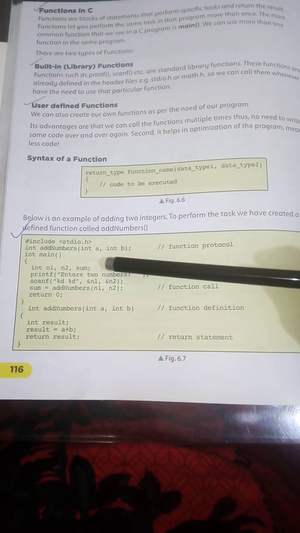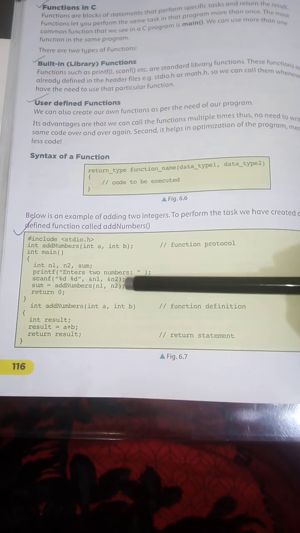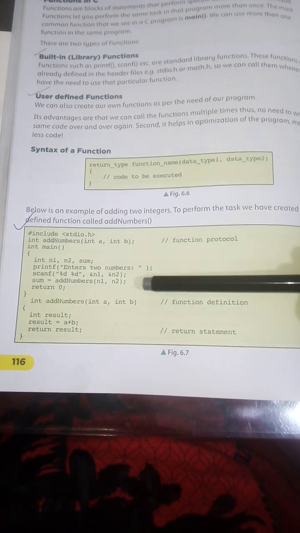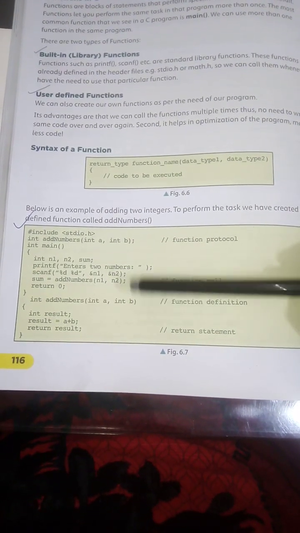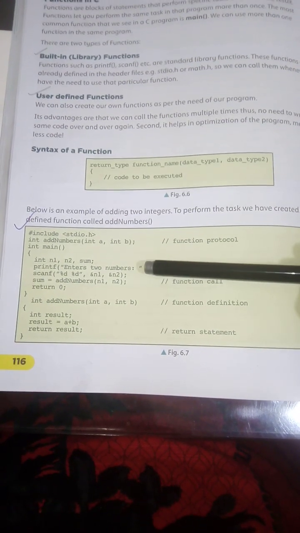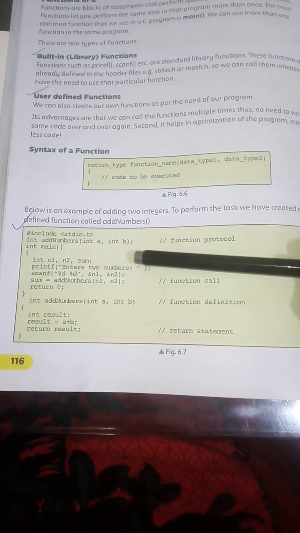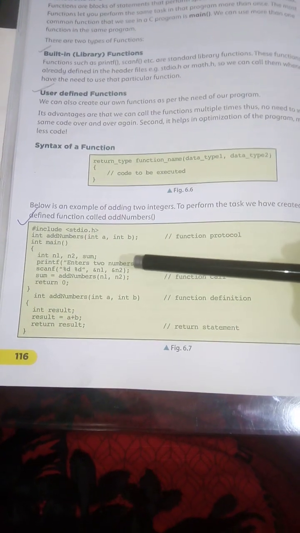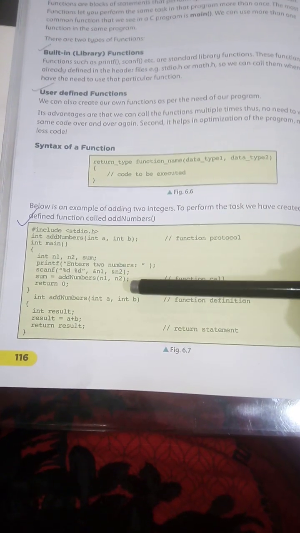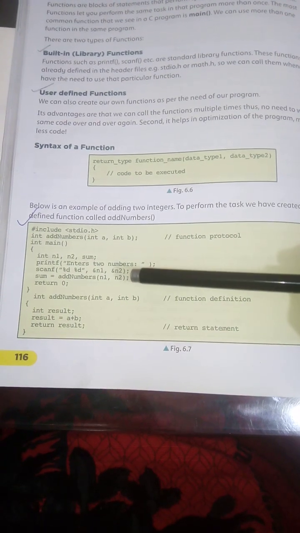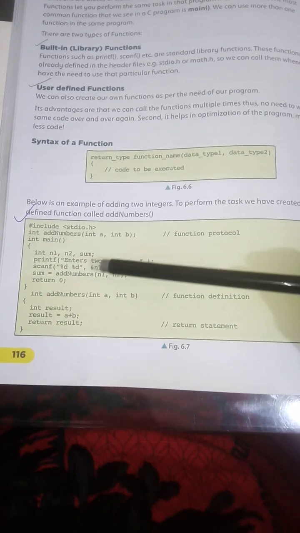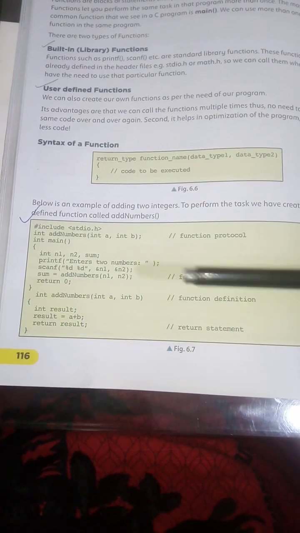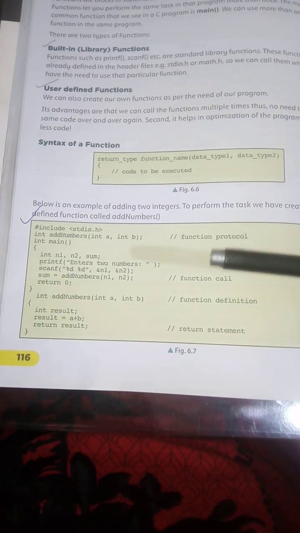int n1, n2, sum: we are taking three variables of int data type. Then we are using the built-in function printf, "Enter two numbers". This function is used for printing the output, right? Then we are using the scanf function, which is used for the input. So here we have sum = addNumbers(n1, n2). addNumbers is the name of our function, and this means that we are calling our function.